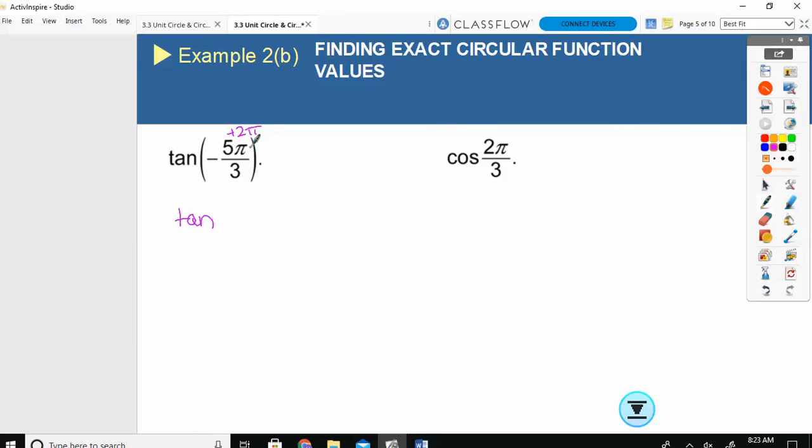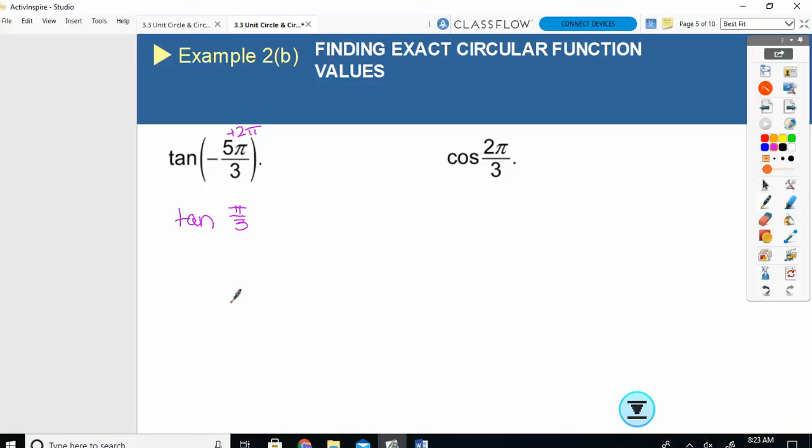And I told you if you're doing that on a calculator, you just leave off the pi's. You do negative 5 over 3 plus 2. So that would give you pi over 3. So if I'm just thinking about that, pi over 3 is in what quadrant? The first. Okay.